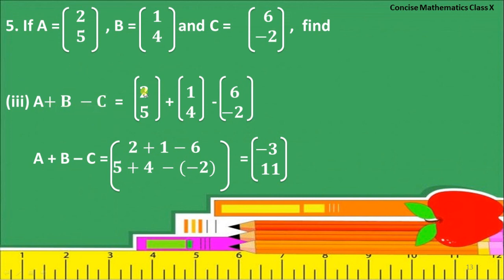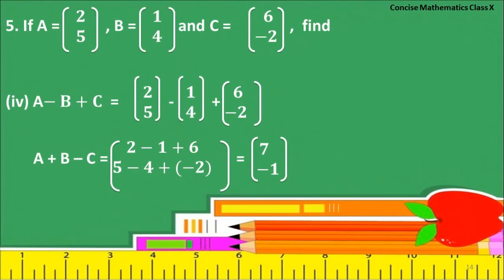So it is 2 plus 1 minus 6, and the second element 5 plus 4 minus of minus 2. So the first element simplification: 2 plus 1 is 3, 3 minus 6 is minus 3. And the second one: 5 plus 4 is 9, minus of minus 2 is plus 2. Hence 9 plus 2 will be equal to 11. In this case also you can observe, children, the resulting matrix will also be of the same order 2 by 1, 2 rows, 1 column.